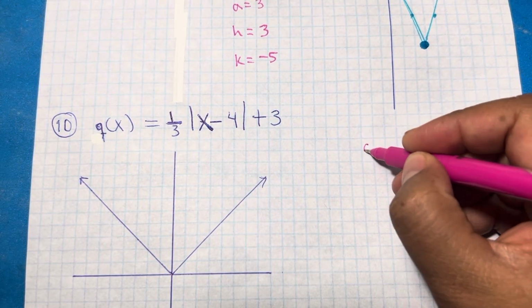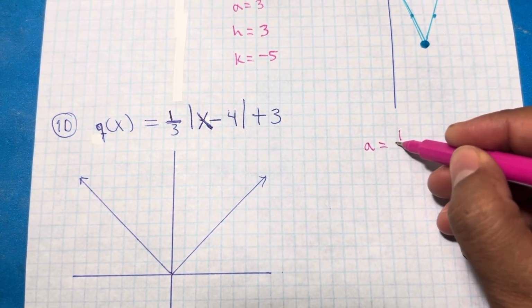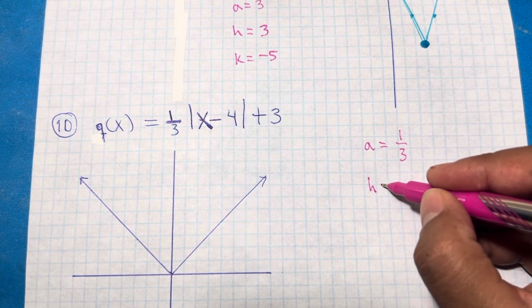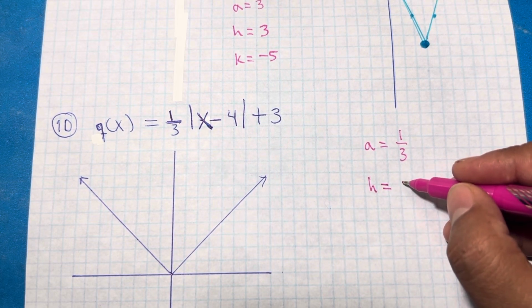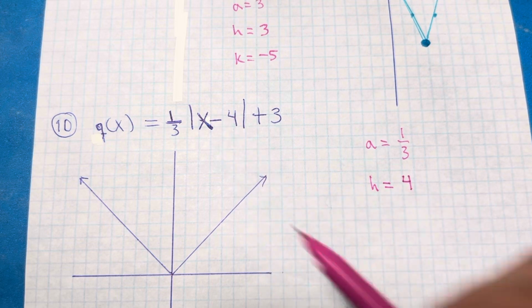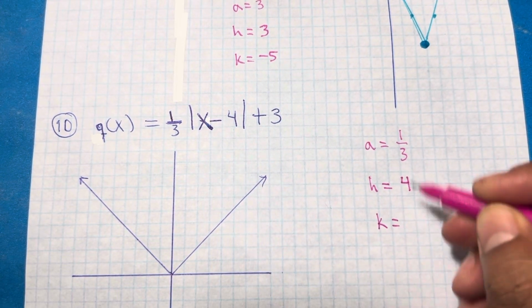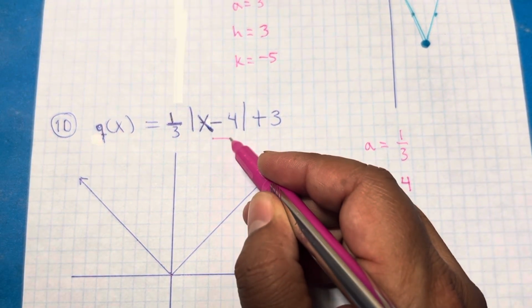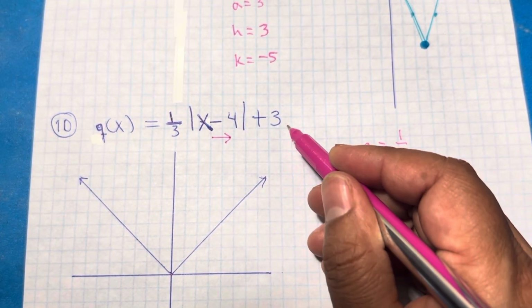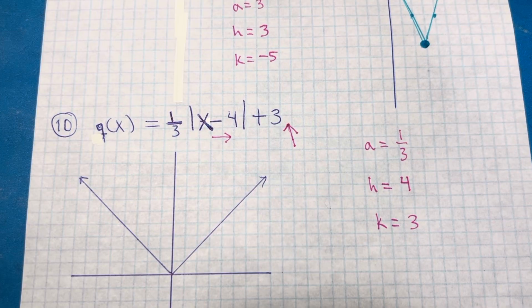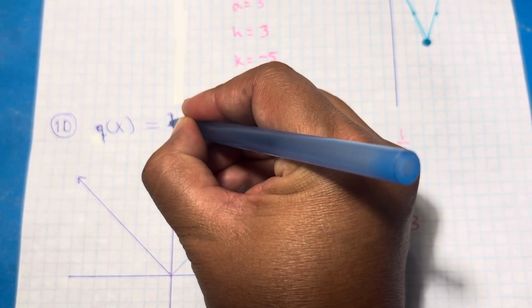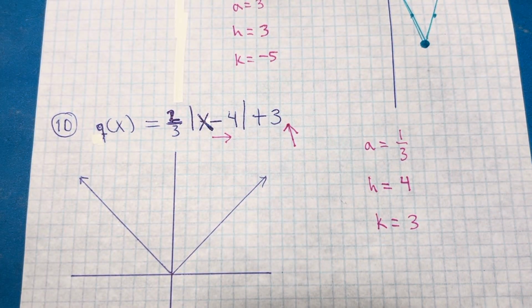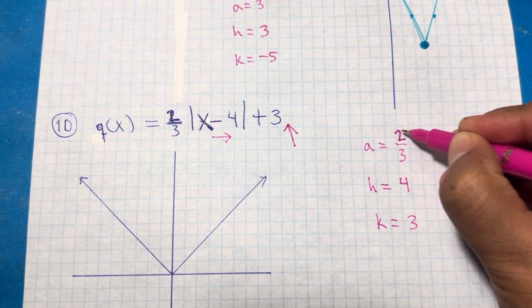The last one, a is equal to 1/3. That's a shrink. h, or horizontal translation, is +4. Remember, that is the opposite of what we have here. And k is +3. It means that it's going to go to the right, and this is going to go up. And you know what? To make it more interesting, let's make this 2/3. So the value in here is going to be 2/3.